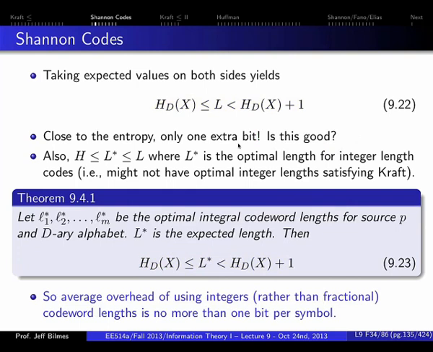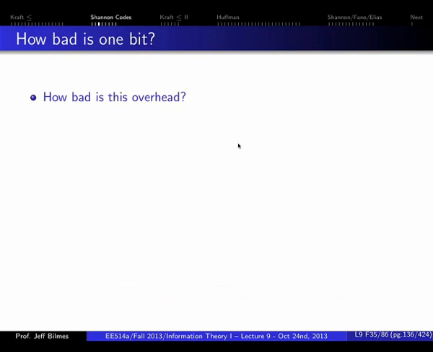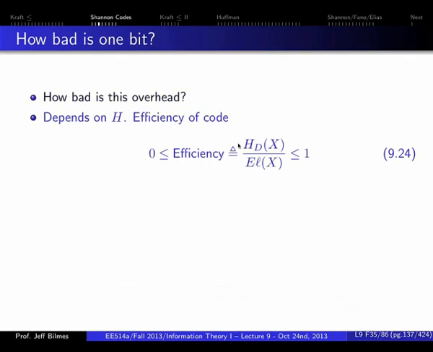All right, this is just a summary. So basically the average overhead of using integers rather than fractional code words is no more than 1 bit per symbol on average, and in practice. So how bad is the overhead? That's what we want to ask. So let's look at the efficiency.